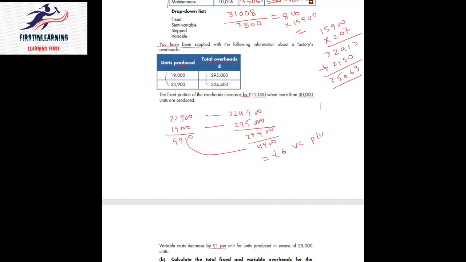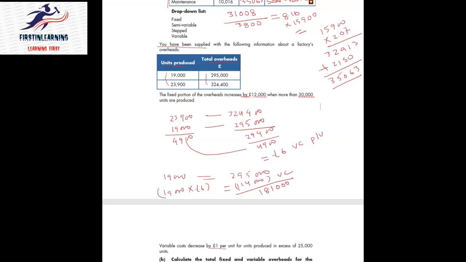I can pick any of these. I can pick 19,000 or I can pick 23,900. I can pick any one. So let's pick the 19,000. For the 19,000 units, the total cost was 295,000. If I subtract the variable cost, whatever remains will be the fixed cost. So 19,000 times 6 will give us 114,000. So the difference from the total will be our fixed cost, that is 181,000.